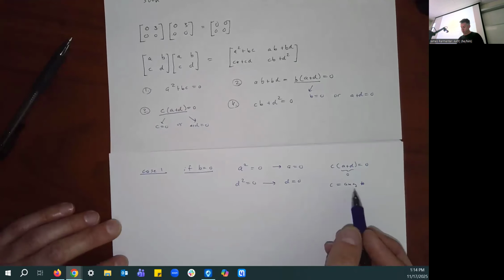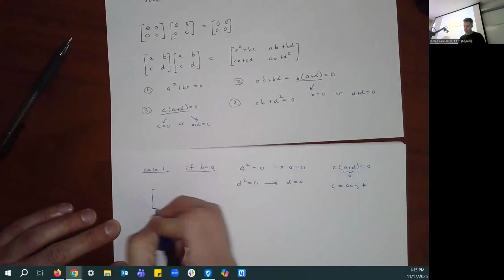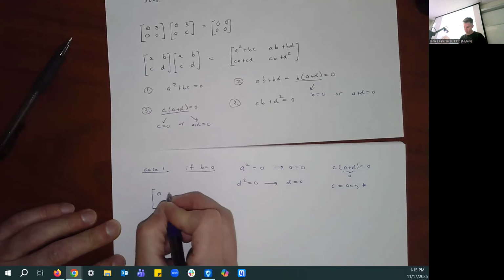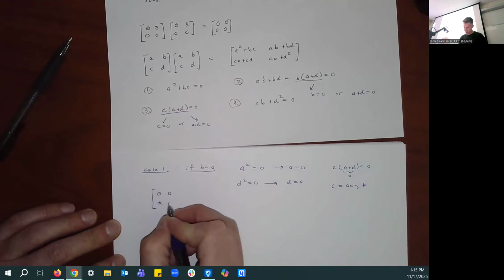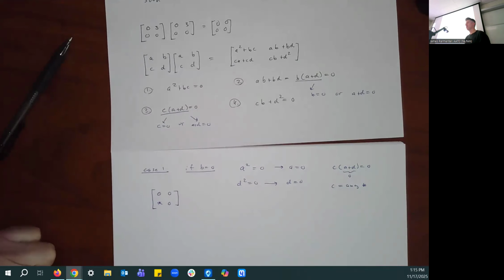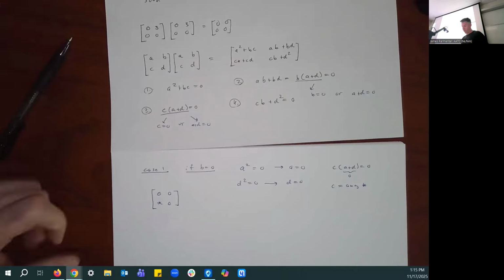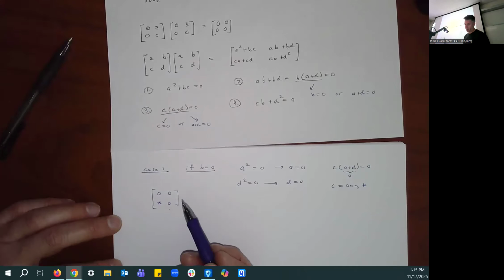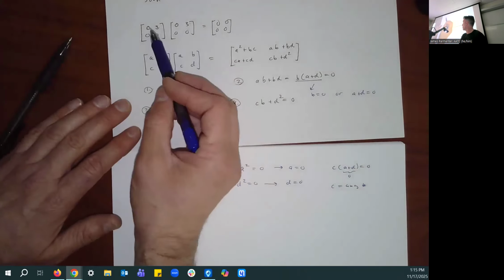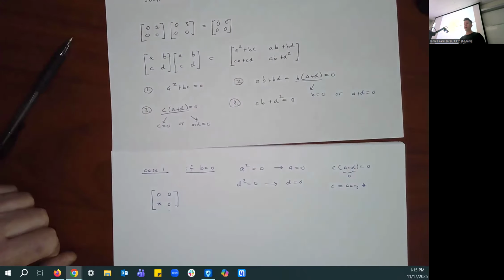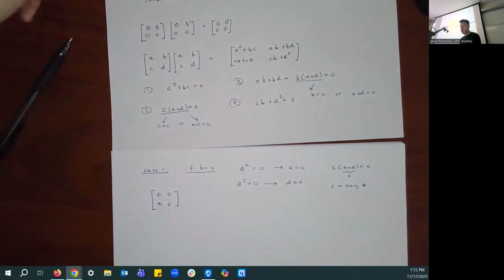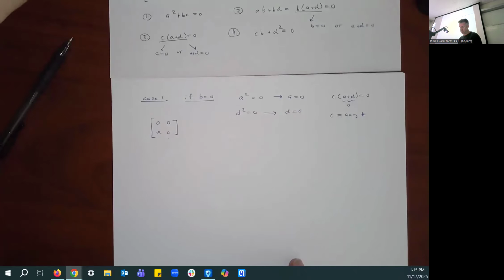So C can be any number. So another solution would be something like 0, 0, any number you want, 0. Again, not super exciting, but kind of interesting. That's very similar to the solution I mentioned at the beginning, which was 0, 3, 0, 0. Not the same, but similar. The other situation is actually a bit more interesting.